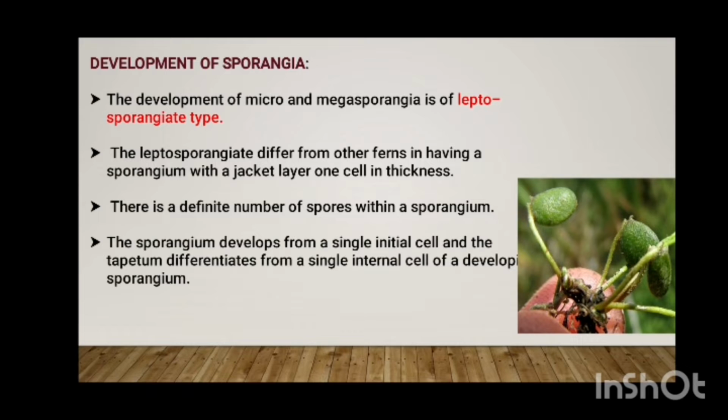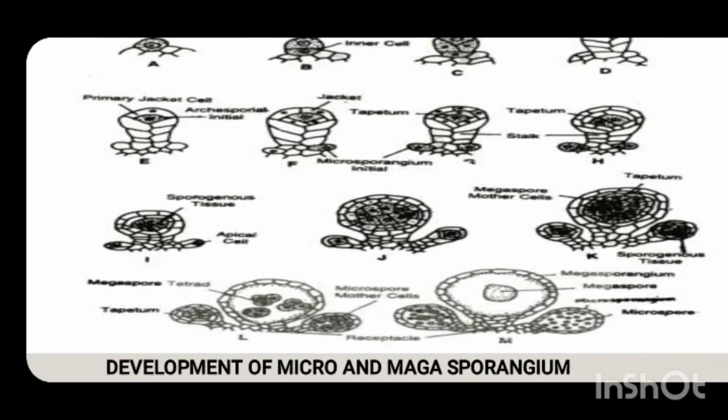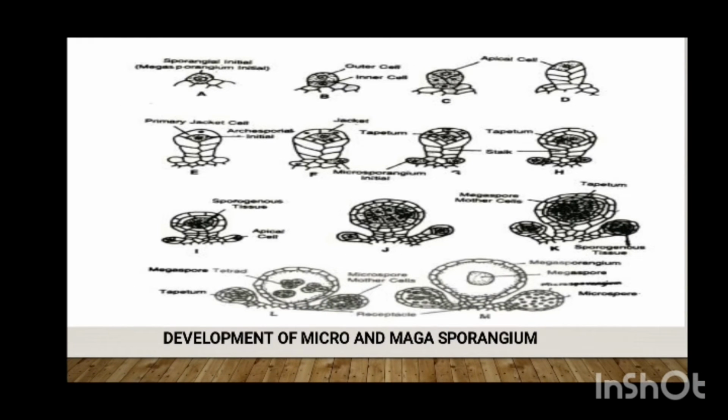The sporangium develops from a single initial cell, and the tapetum differentiates from a single initial cell of the developing sporangium. This is the development of micro and megasporangium. They divide into two cells, the apical cell and the primary jacket cell. Then the jacket cells grow, then the tapetum cells grow. Next, sporogenous tissues grow. Then micro and megasporangia are produced in the following steps.